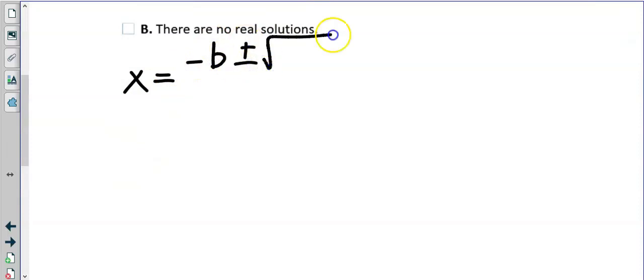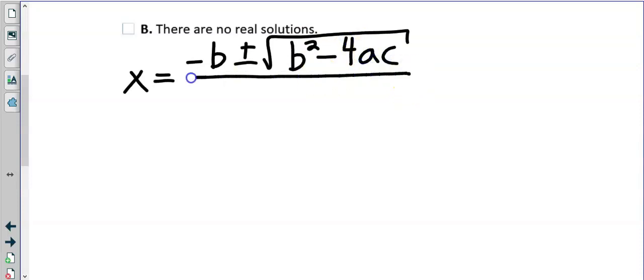So if you forgot the quadratic formula, it looks like this. It's negative b plus or minus square root. Oh god, I hate this one so much. It's a lot of work. B squared minus 4ac all over 2a.